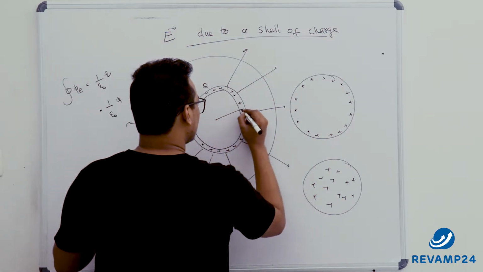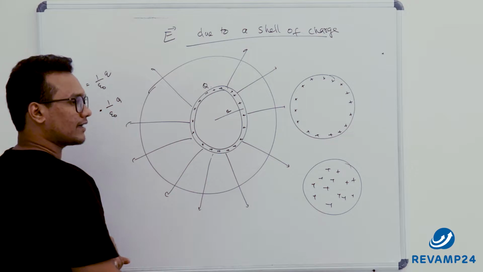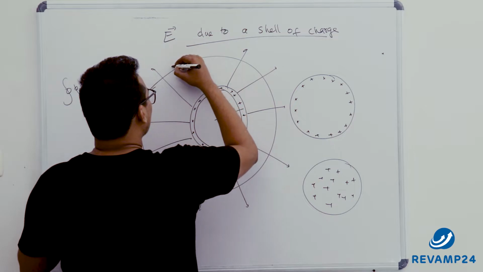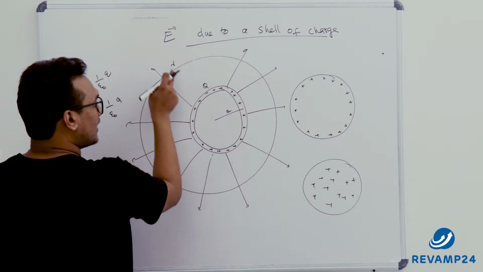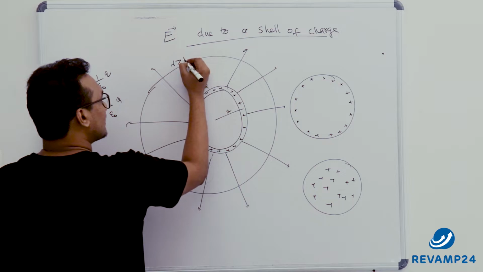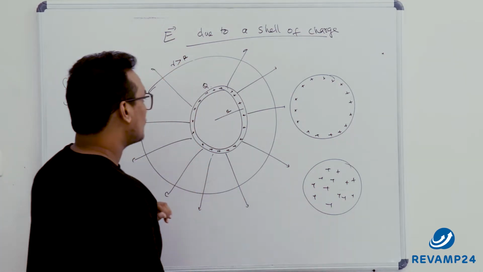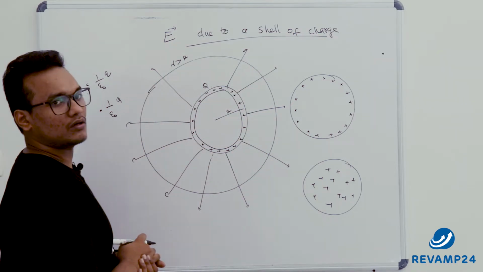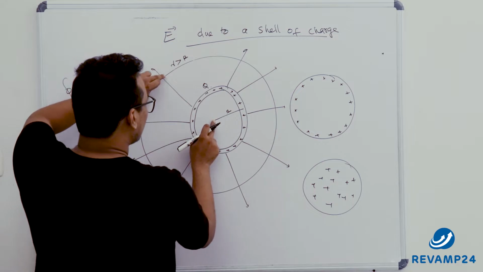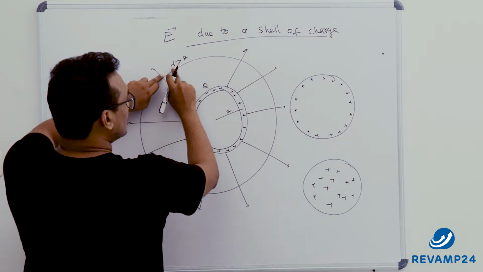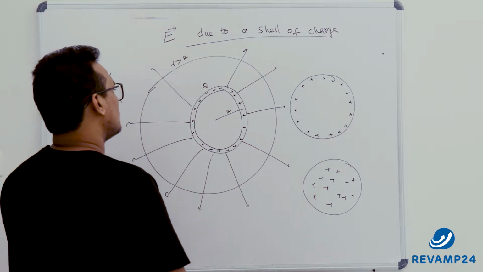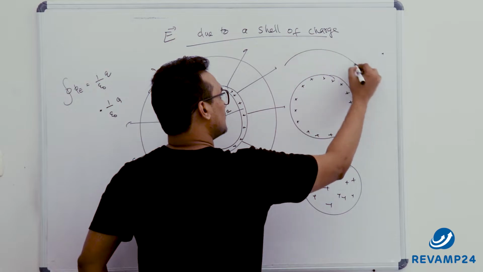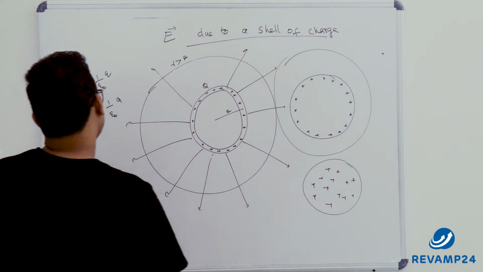So if capital R is the radius of the sphere, I am going to take points at a distance small r away from the center, where small r is greater than capital R. The points which I am considering to make the Gaussian surface all satisfy small r greater than capital R. So in those cases, my Gaussian surface completely encloses the charge.